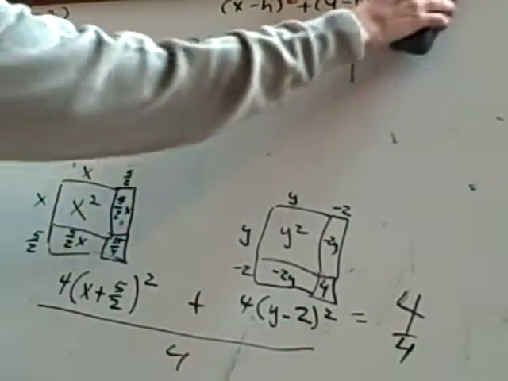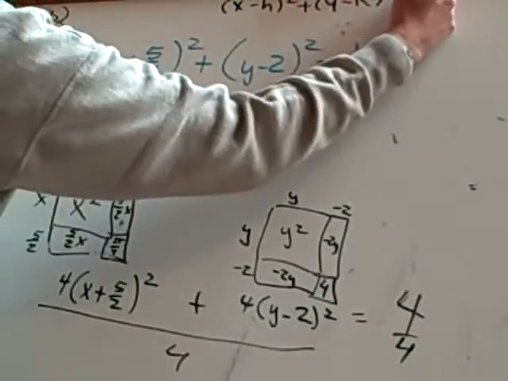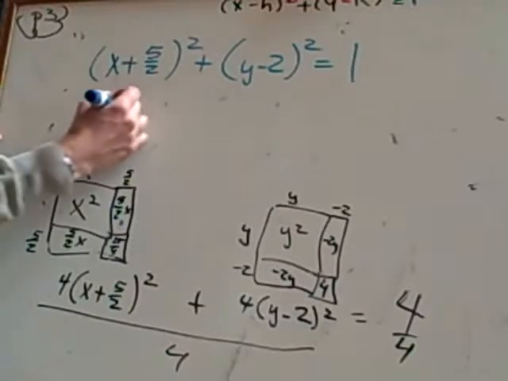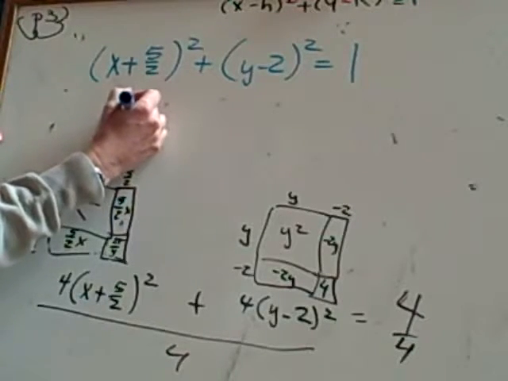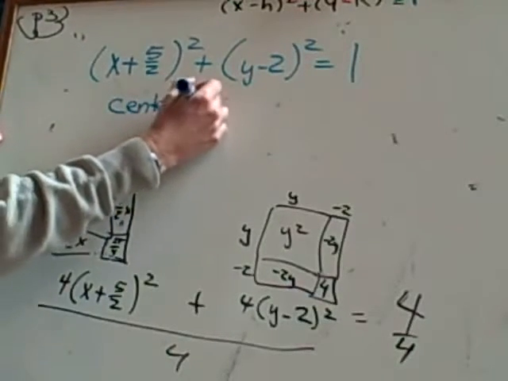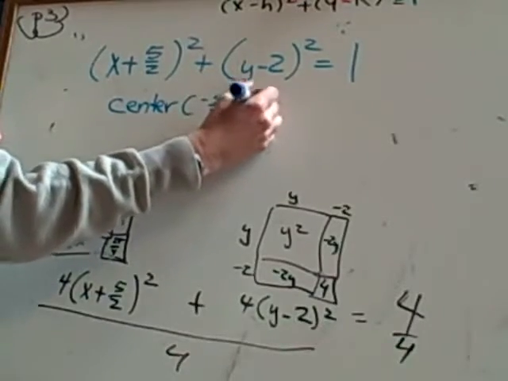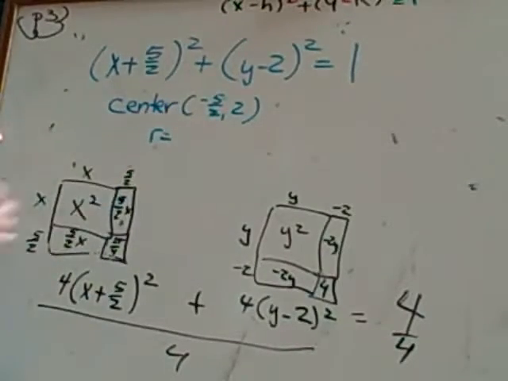I don't know why I have 0 there. What should it be? R squared. Go ahead and tell me the center of this one real quick. It would be negative 5 halves, 2. And what would my radius be? 1. Okay, perfect. So you've given me everything about the circle that I need to know on this one. And that's as much notes as we're going to take on circles. So we're good on that one.